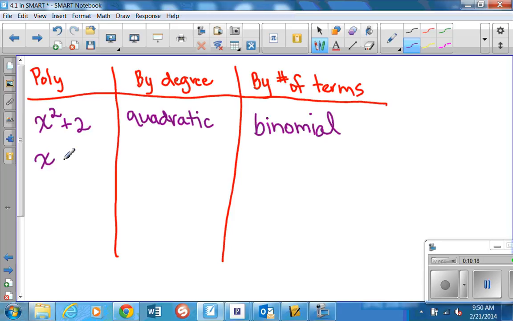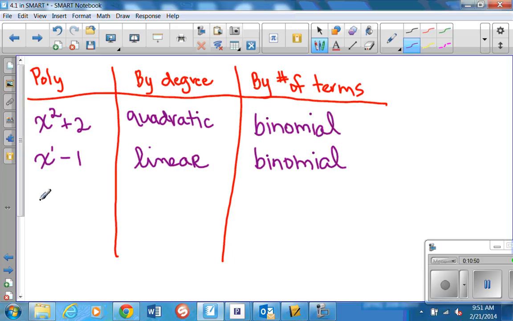Let's say I have x minus 1. By degree, it's first degree. It's a line. It's linear. So any equation that only has the highest exponent of 1, it's going to be a linear equation. How about by number of terms? Binomial again. So it's a linear binomial.